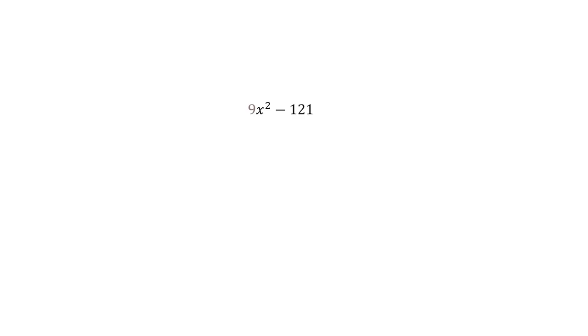9x squared minus 121. The square root of 9x squared. This is supposed to say 9x squared. Please forgive the typo. Is 3x. Put that into our brackets. The square root of 121 is 11. Put that into our brackets. Then put a negative and a positive, or a positive and a negative. And there's our answer factored.